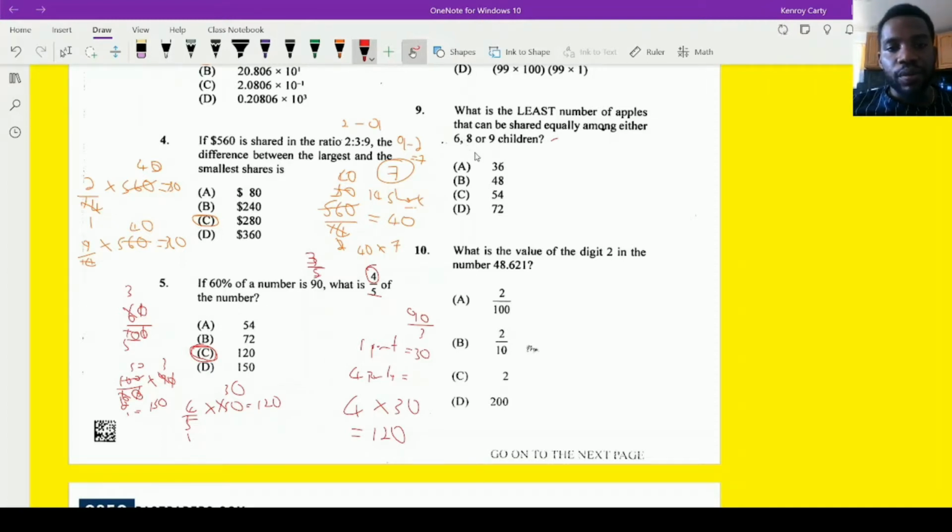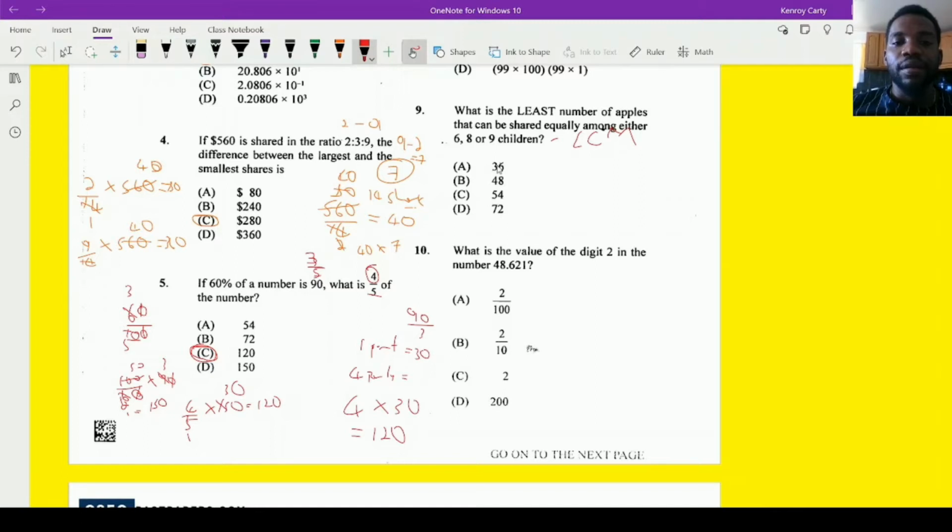All right, now, if for instance I have 9 children and I have 10 apples, that cannot be shared equally, because you're going to have one extra apple. But you want it to be shared equally among either 6, 8, or 9, which means that all of these numbers should be able to go into it without leaving a remainder. In other words, this is just a nice little way of asking you for the lowest common multiple. Which number can 6, 8, and 9 go into?